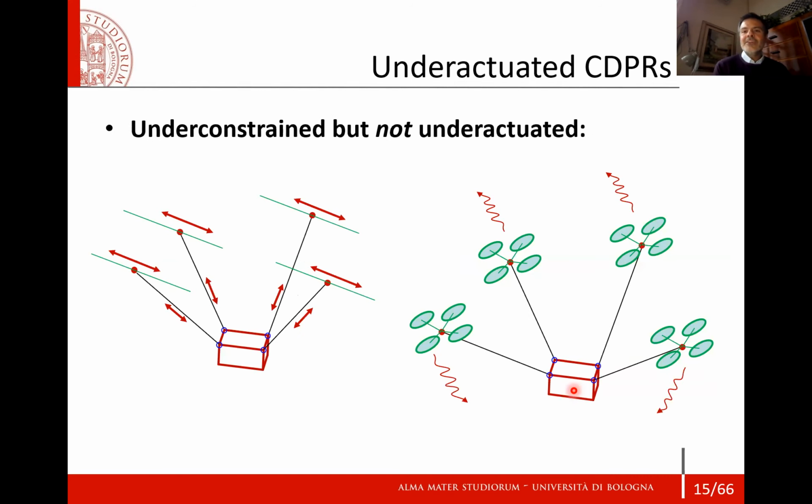Under constraints and underactuated, however, are 2 different concepts. Let's consider the picture at the left-hand side. We see that this is a sort of reconfigurable CDPR with 4 cables where the pulley connecting each cable to the frame can move on a slider. So basically, this means that we have 8 actuators. So of course, the system is over-actuated. We have more actuators than freedoms at the end effector. However, the system is still under constraint.